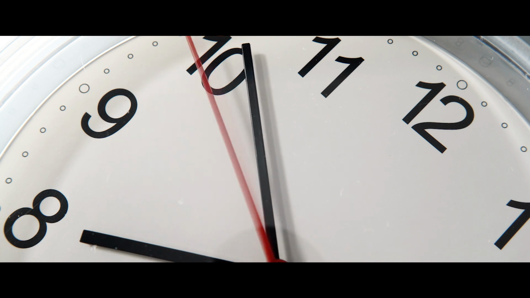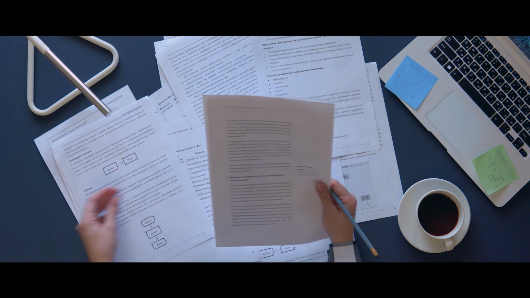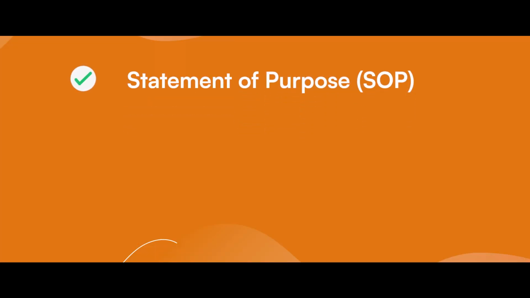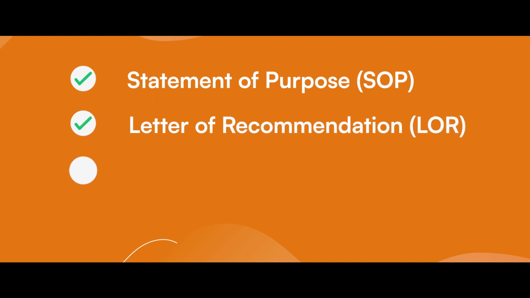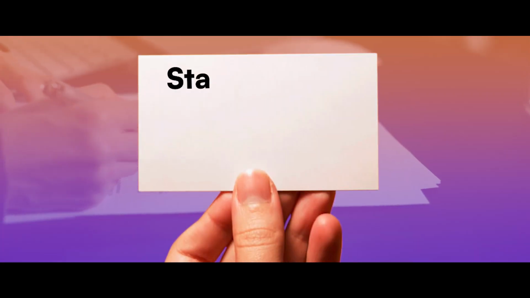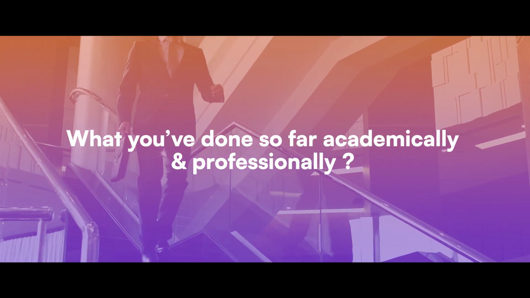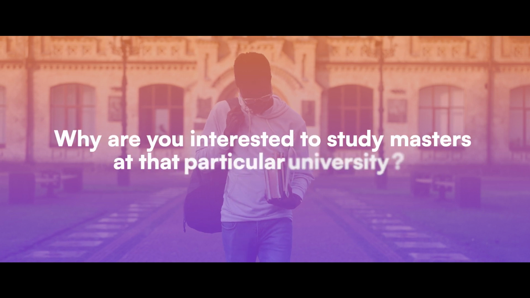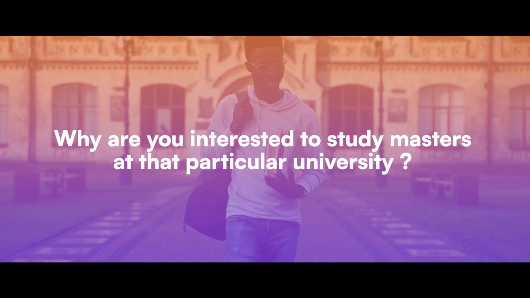While the individual components may vary depending on the course and university, the most time-consuming process is the documentation. That is your statement of purpose, letter of recommendation, resume, and transcripts. The statement of purpose is an essay that tells the university who you are, what you've done so far academically and professionally, and why you're interested to study masters at that particular university.